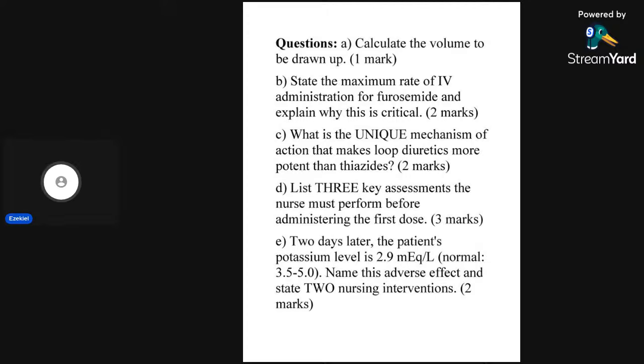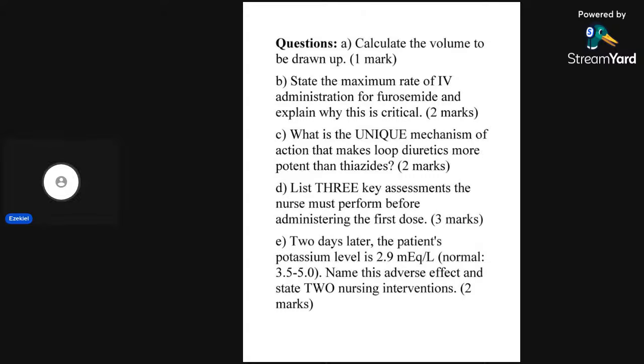All right, now potency is the effectiveness. That's the comparison. So remember I told you that thiazide acts over a long period of time, but furosemide, when compared to the half-life of thiazide, is going to give you a drastic reduction in fluid faster than thiazide.